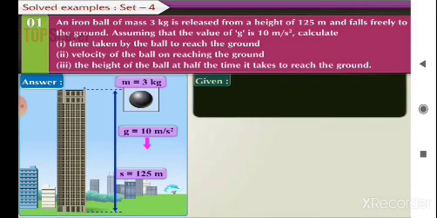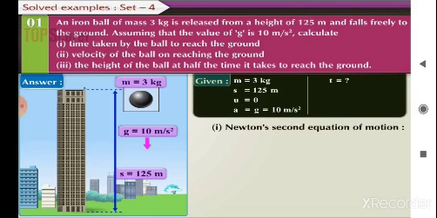Answer. Given: m is equal to 3 kg, s is equal to 125 meter, u is equal to 0, a is equal to g is equal to 10 meter per second square. What we have to find? t first.